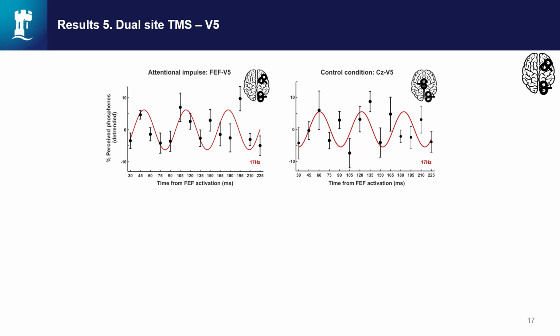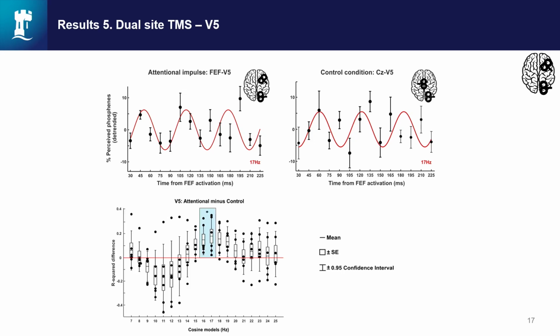Here on the right is just to show you how a 17 hertz would look like on the CZ V5 condition. But you can clearly see that at least for 2 cycles on the left, there is a nice fit, which is not present here. Let's see a little bit of statistics.